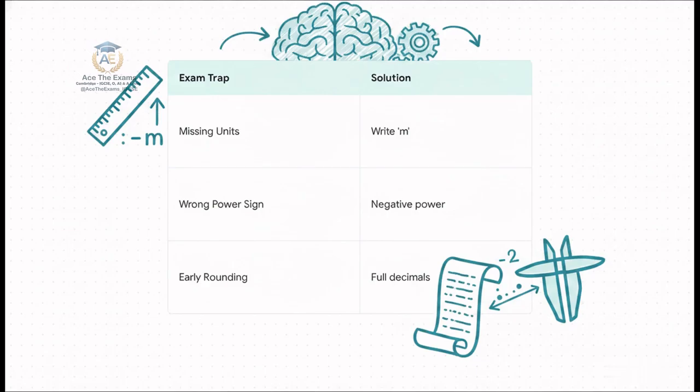So, the crucial takeaway here is to use this quick checklist to self-correct. Missing units? Always write the m immediately. Wrong power sign? Remember that tiny numbers inherently require a negative power. Rounding too early? Keep the full decimal places until your very last step. Keeping this checklist in mind will make sure you never fall for the standard form trap again.